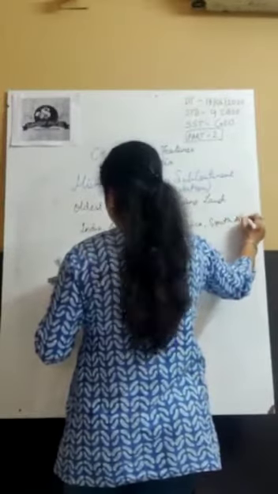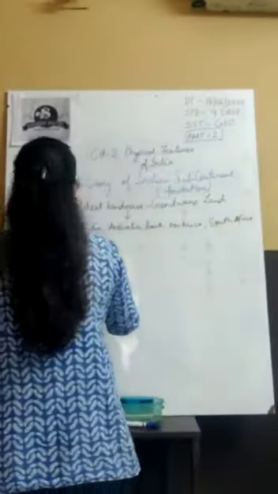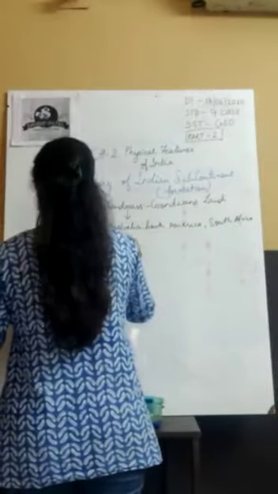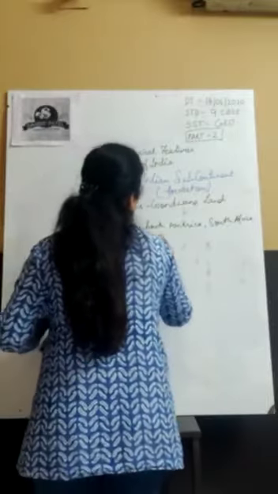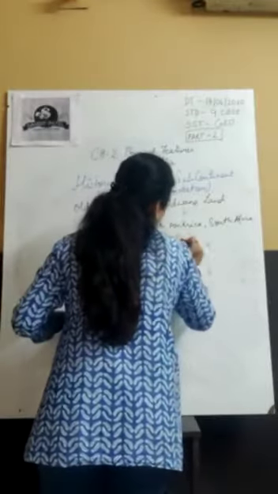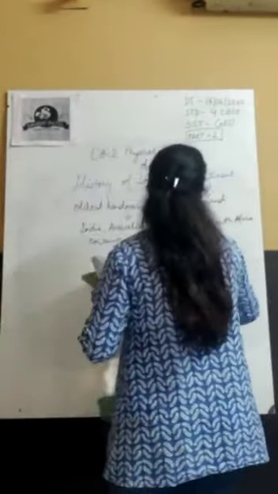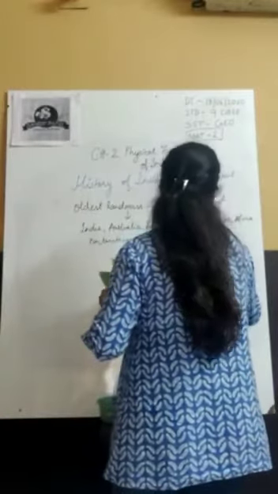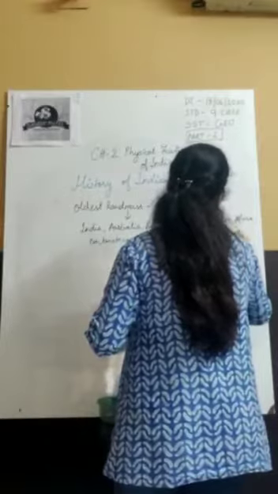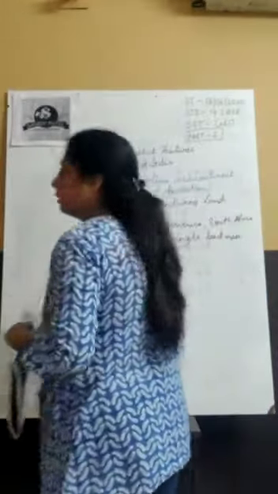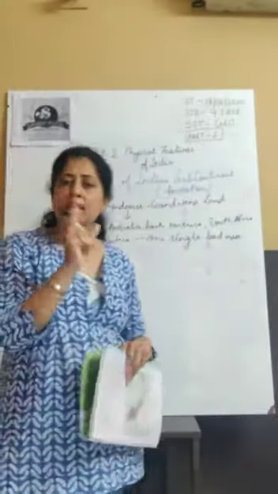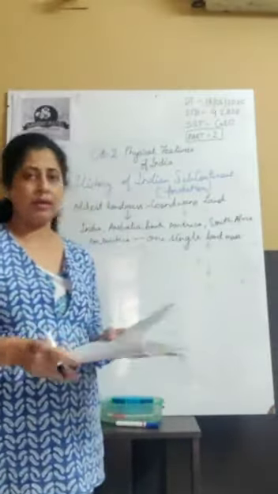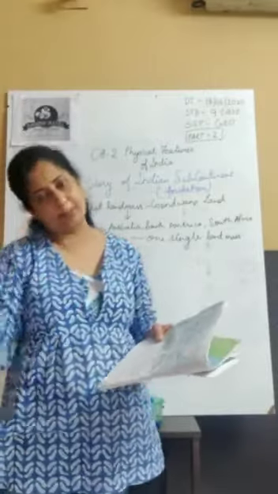South Africa, and Antarctica as one single landmass. So all these together combined made one single landmass on this earth, and that was known as Gondwana. Now let us understand how it gets separated.